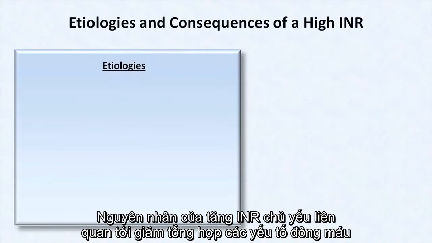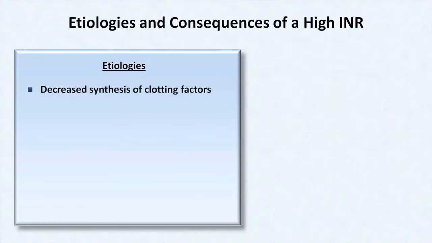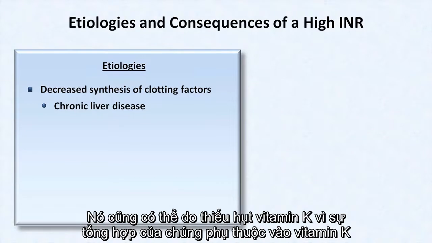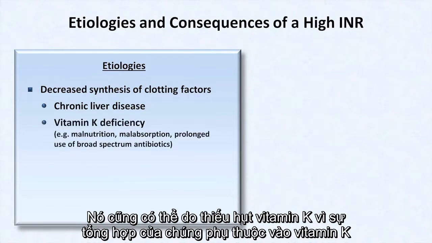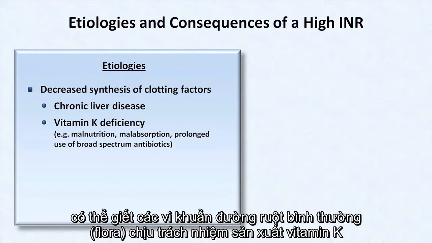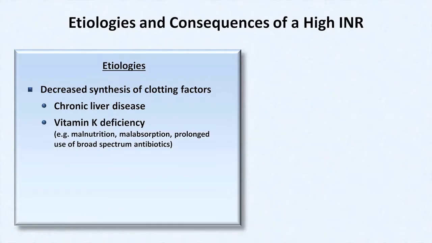Etiologies of an elevated INR are primarily related to a decreased synthesis of clotting factors. This can be due to chronic liver disease, as the liver is responsible for producing these. It can also be due to vitamin K deficiency, since their synthesis is vitamin K dependent. Causes of vitamin K deficiency include general malnutrition, fat malabsorption, and prolonged use of broad-spectrum antibiotics, as these can kill normal gut flora responsible for producing vitamin K.